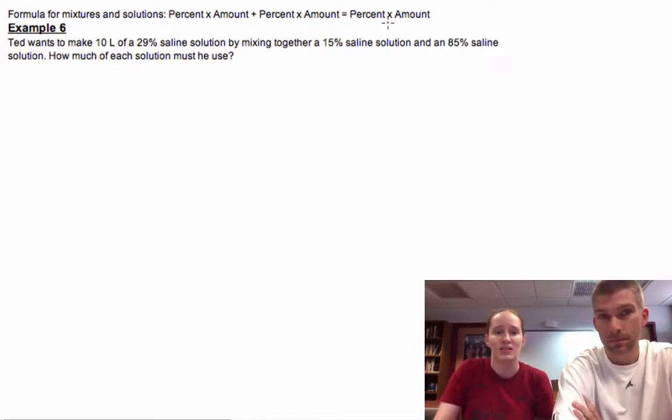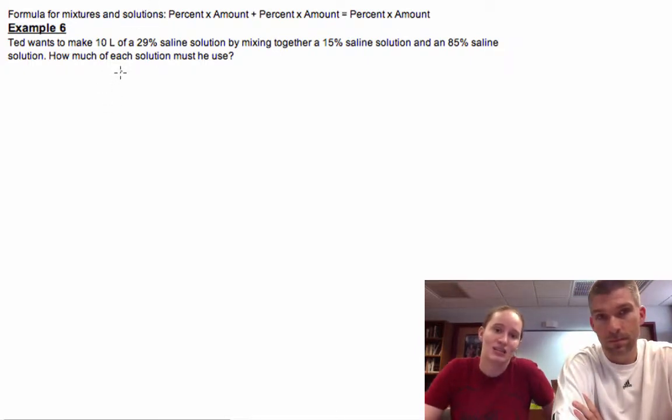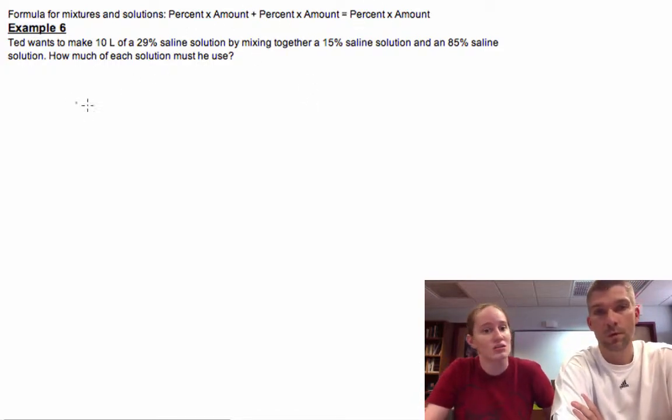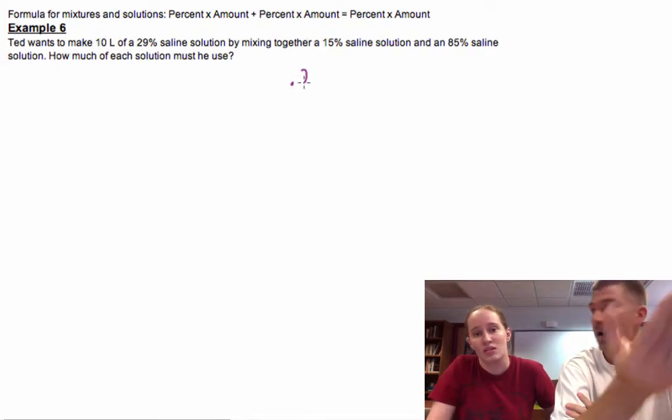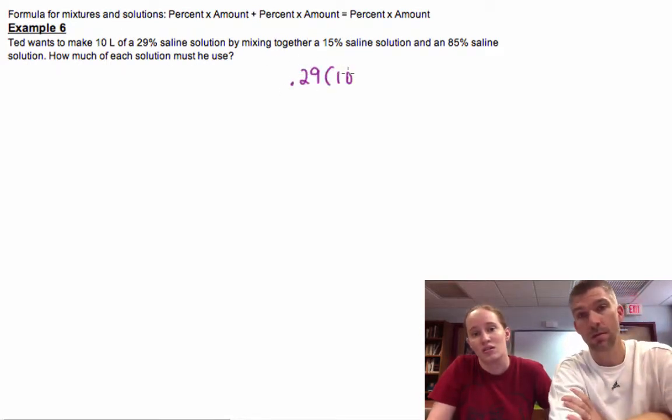So, in this example, Ted wants to make 10 liters of a 29% saline solution by mixing together a 15% saline solution and an 85% saline solution. So how much of each must he use? We want to make basically this formula. We know that he wants 10 liters of 29%, so that's on the right-hand side of the equal sign.